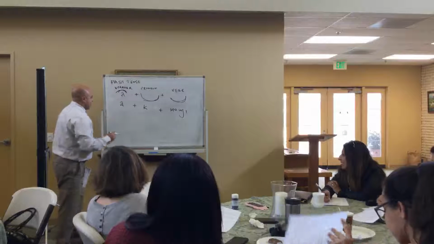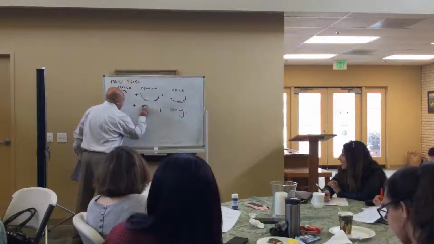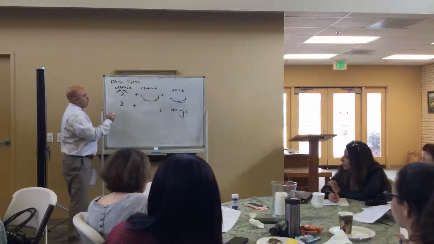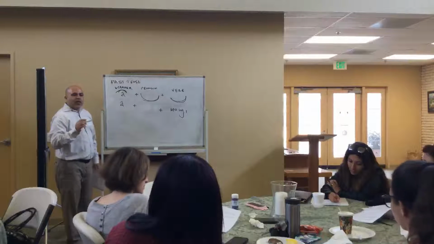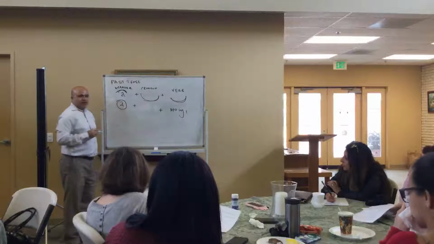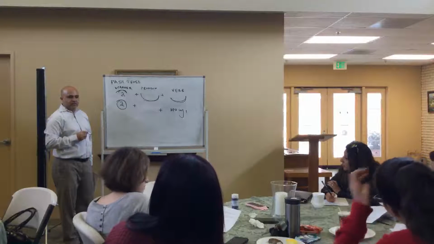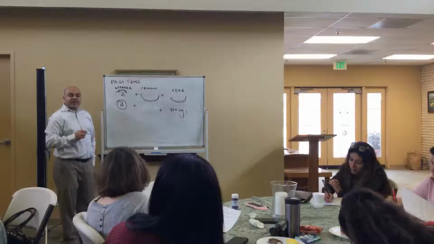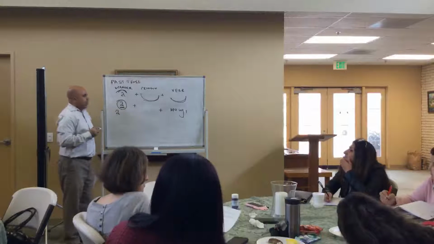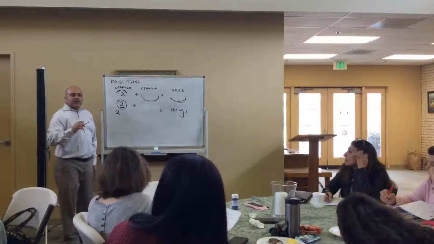Okay. If I wanted to say that he walked, for the past tense, the way you indicate that it's a past tense is by simply adding this alpha. That's all. The marker for the tense is the alpha right here. That's it.